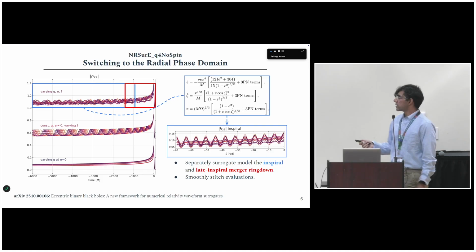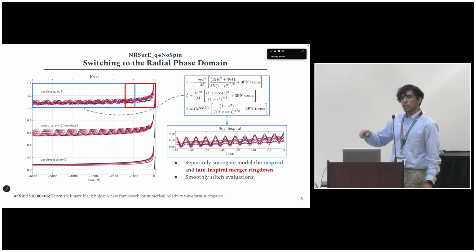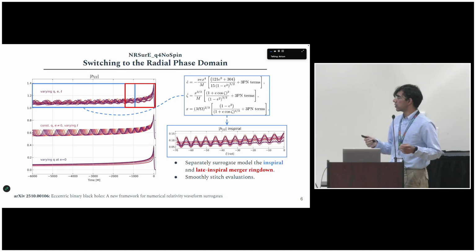But the solution there is, instead of modeling in time directly, we switch to something we call the radial phase domain, which is a special domain in which these orbital timescale oscillations are all aligned. And the way we construct this is by solving the set of quasi-Keplerian equations right there, which is just a system of ODEs that we integrate forward in time. Since those ODEs clearly have PN terms, this essentially means that this can only be done for a part of the inspiral of the waveform.